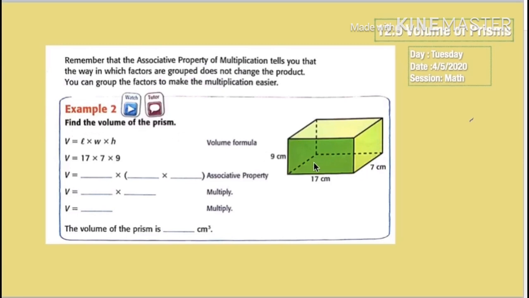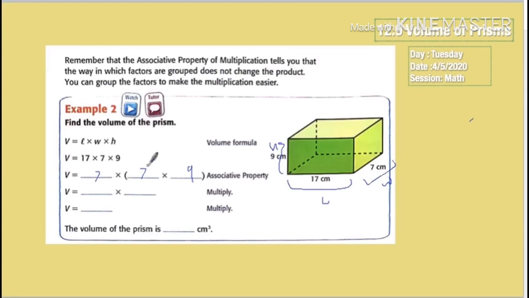Here is our prism to the right. So here we have to use the formula of length times width times height. If you can recall, our length is 17, our width is 7, and the last one, our height, is 9. So we have 17 times 7 times 9.